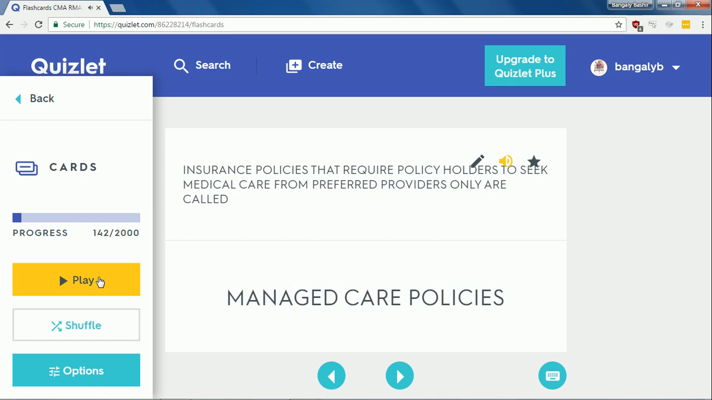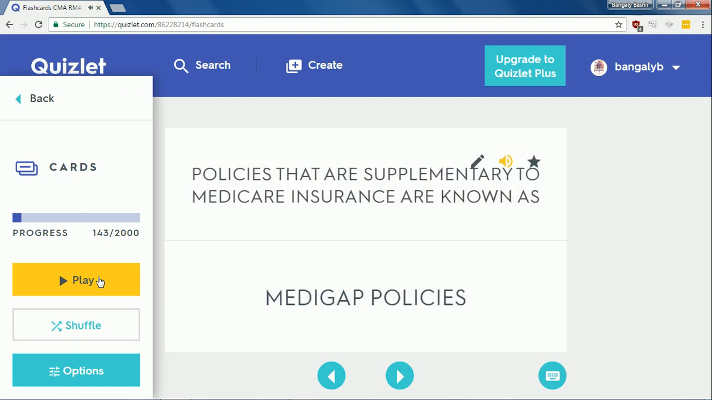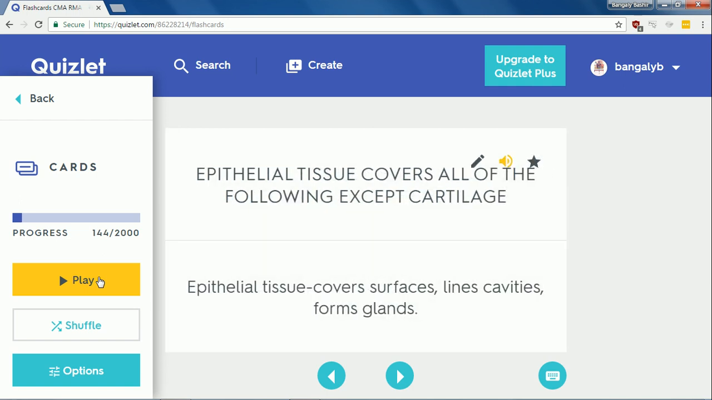Insurance policies that require policyholders to seek medical care from preferred providers only are called managed care policies. Policies that are supplementary to Medicare insurance are known as Medigap policies. Epithelial tissue covers all of the following except cartilage. Epithelial tissue covers surfaces, lines cavities, forms glands.